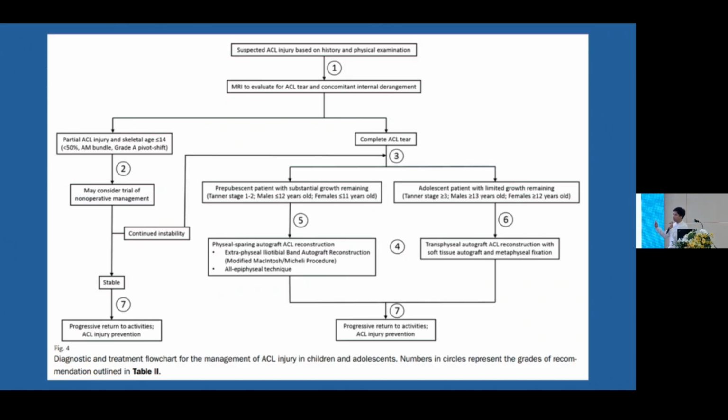If the patient is not mature or is a very young patient, you cannot drill through the physis. Okay, you cannot use the transphyseal. You use the physeal sparing technique in Tanner stage 1 or 2, and you can do the transphyseal if the patient is more mature.